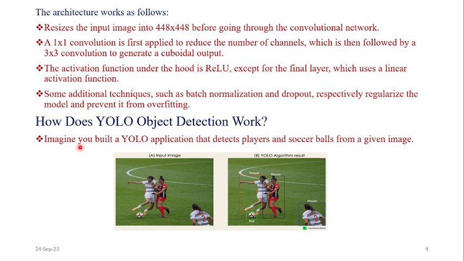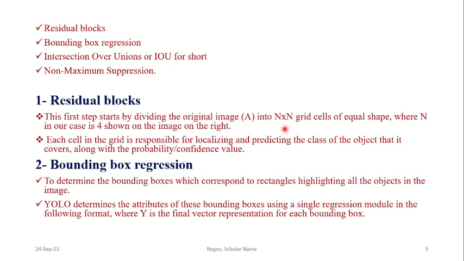First is the residual block. It's the first step, which always divides the original image into n by n grid cells of equal shape, where n is 4 in our case, as shown on the image on the right. Then bounding boxes: it determines bounding boxes, which correspond to rectangles highlighting all the objects in the image. YOLO determines the attributes of the bounding boxes using a single regression model in the following format, where Y is the final vector representation for each bounding box.